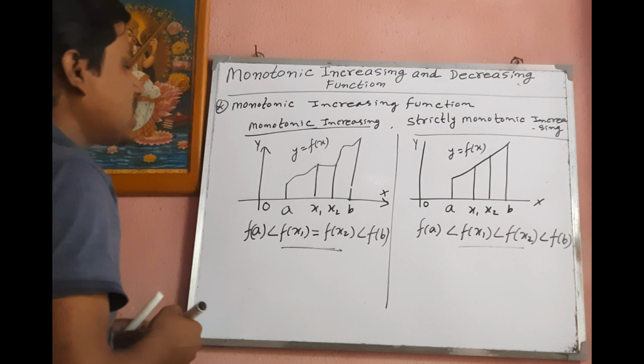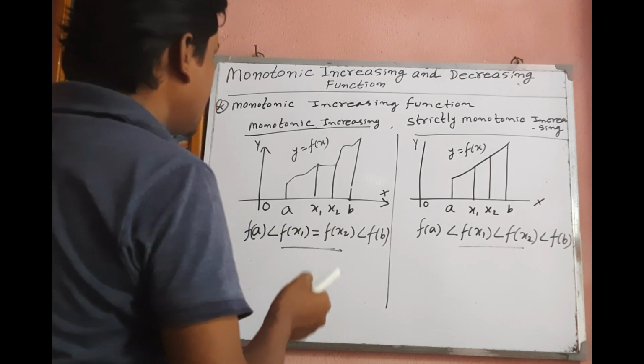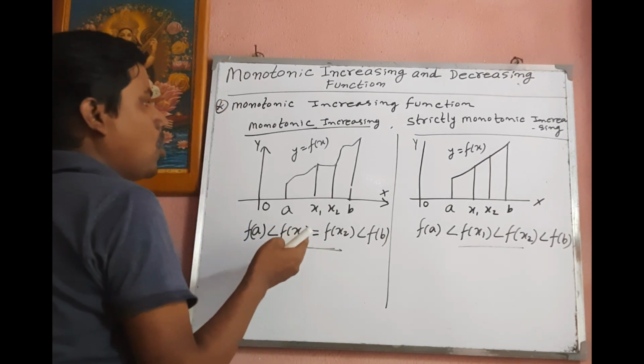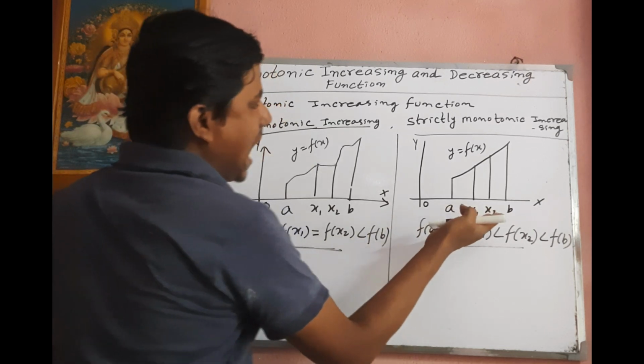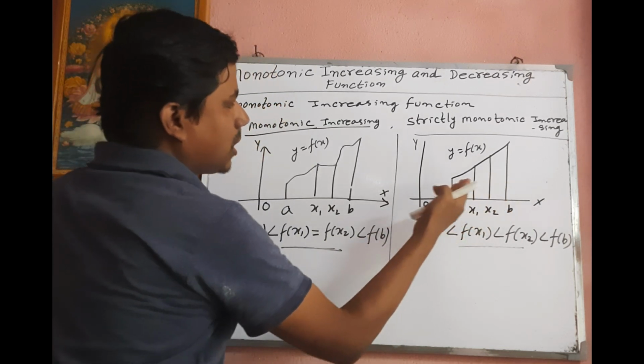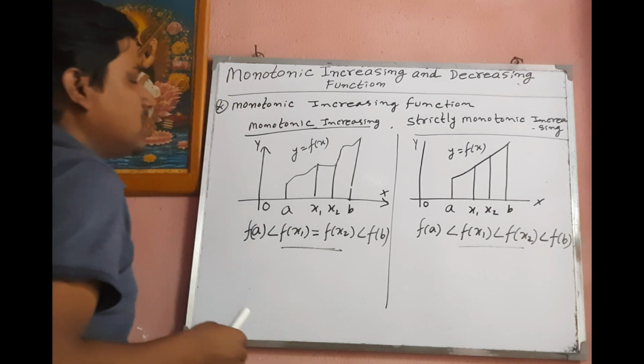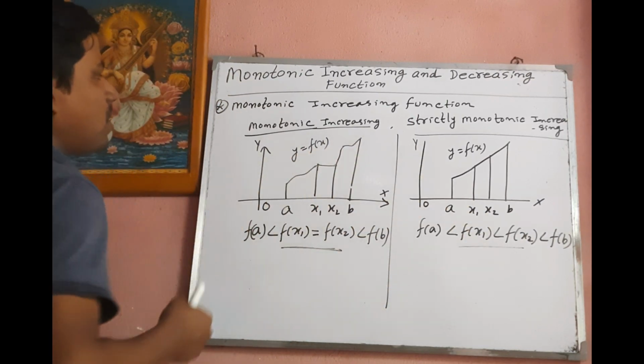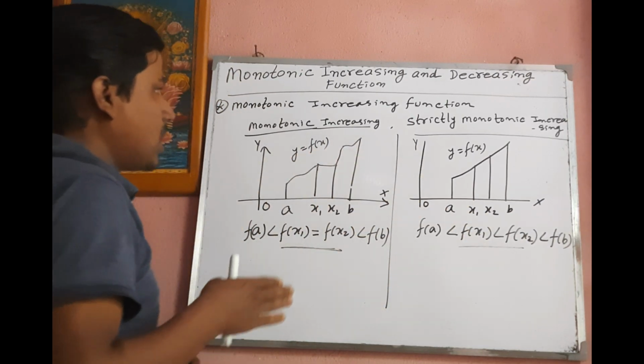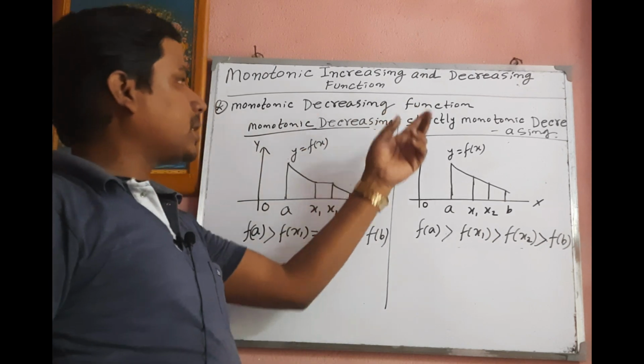So in these sections we are discussing the two types of increasing function. One is the monotonic increasing function and the other is the strictly monotonic increasing function. This is the diagram of the strictly monotonic function and this is the diagram of the monotonic increasing function. Now we are discussing the monotonic decreasing function.